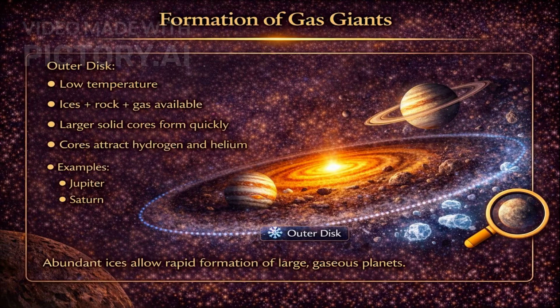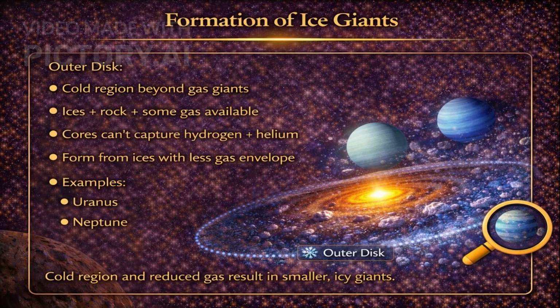The outer disk's low temperatures allow ices and rocks to form larger solid cores quickly, which attract hydrogen and helium, resulting in the rapid formation of gas giants like Jupiter and Saturn. In the cold regions beyond gas giants, ice giants like Uranus and Neptune form from ices with less gas envelope due to reduced gas capture and colder conditions.